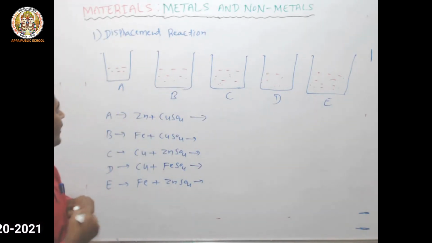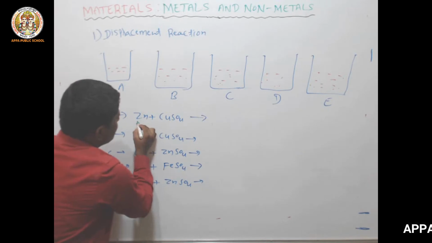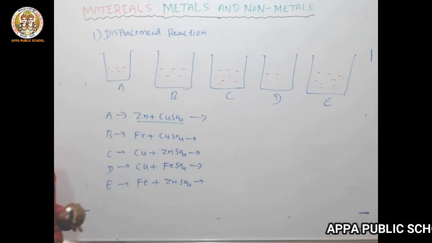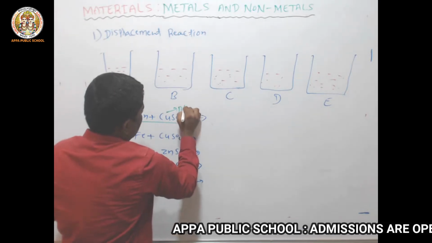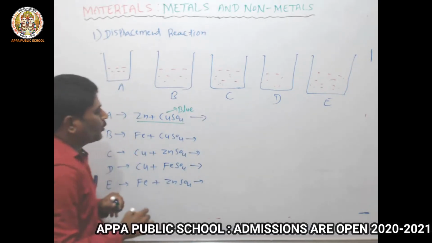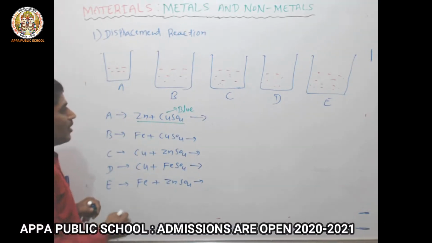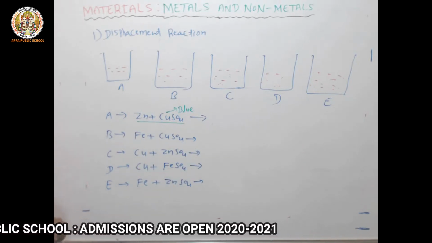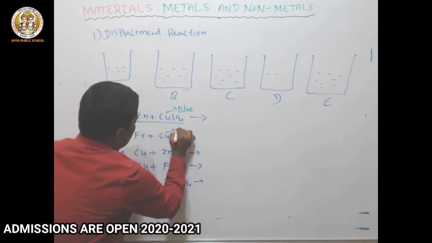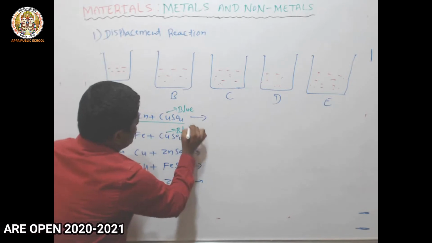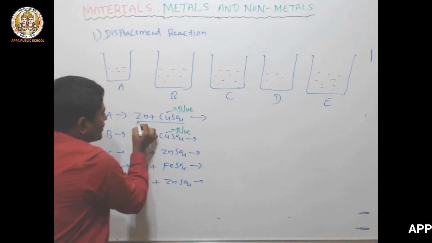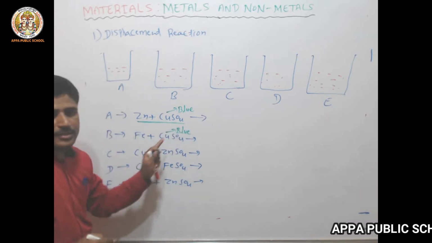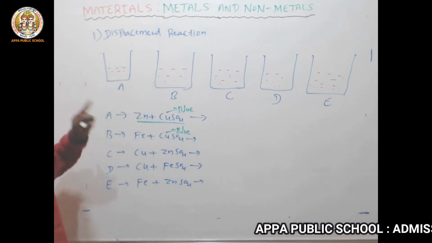Beaker A: zinc plus copper sulfate solution. The copper sulfate solution is blue in color. After the reaction, there is a change. My dear friends, what happened?